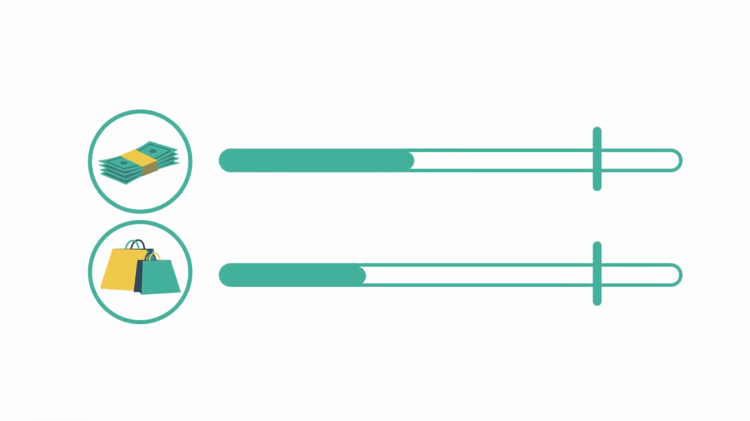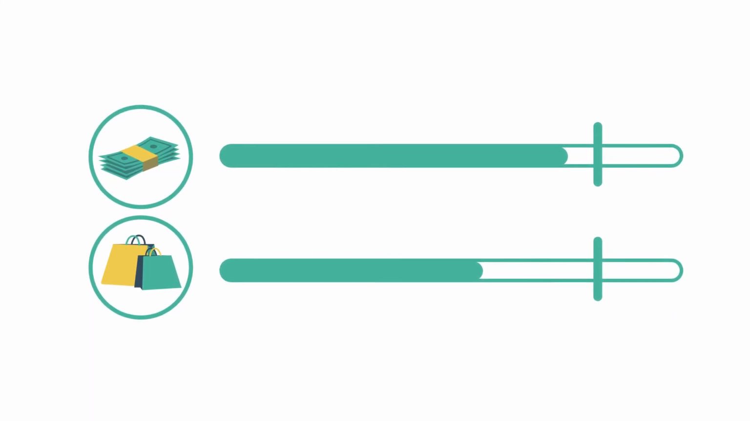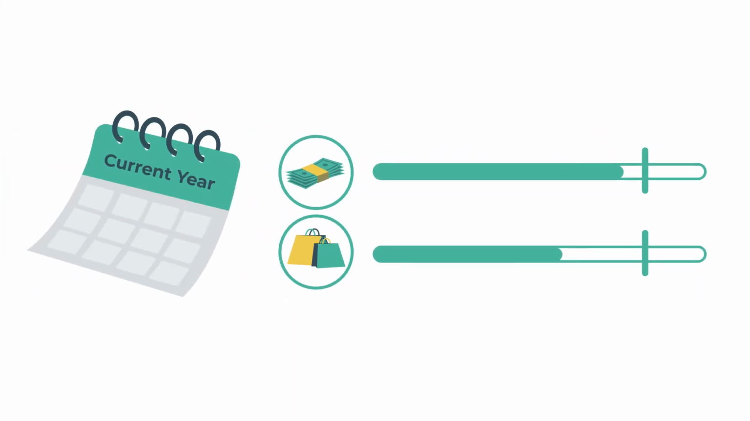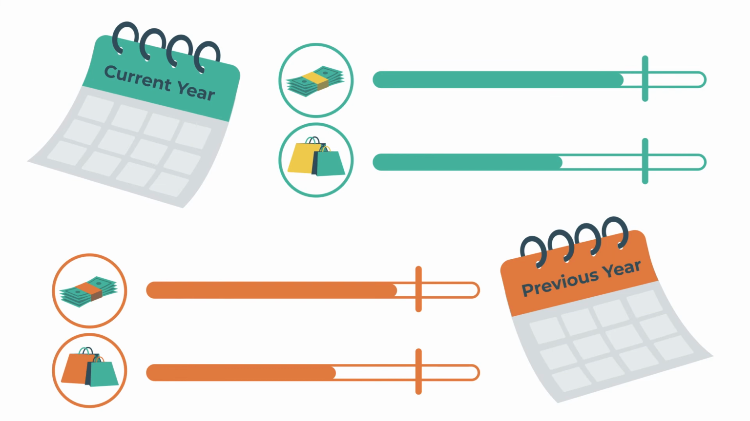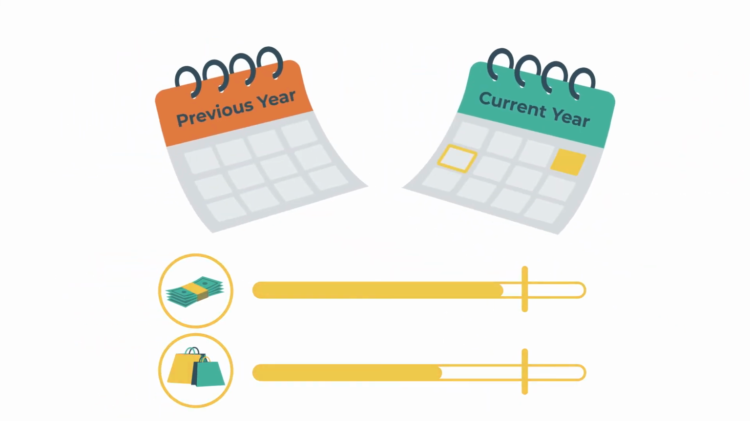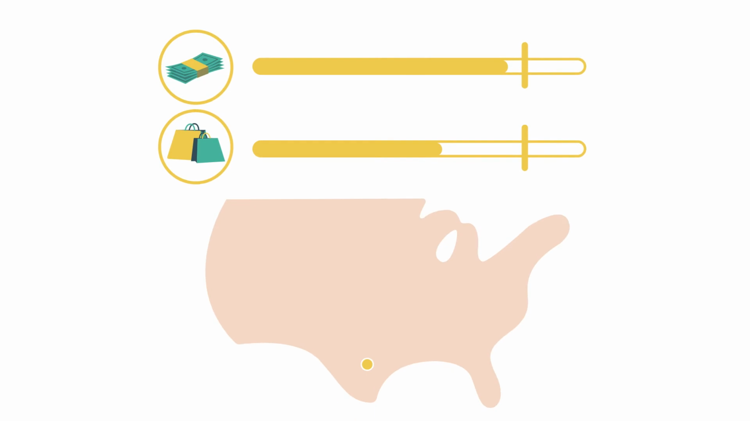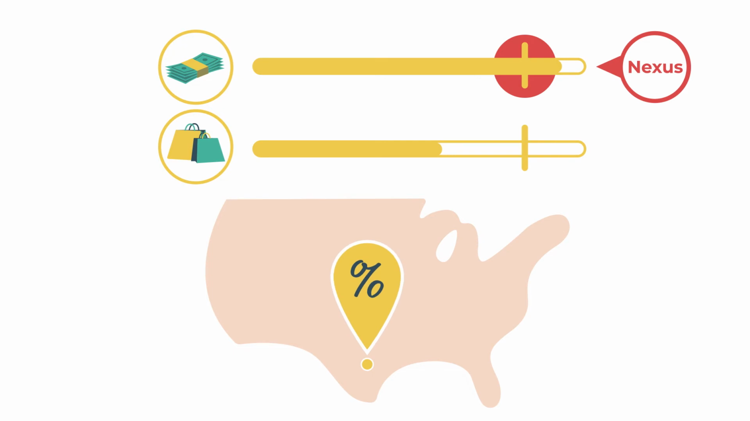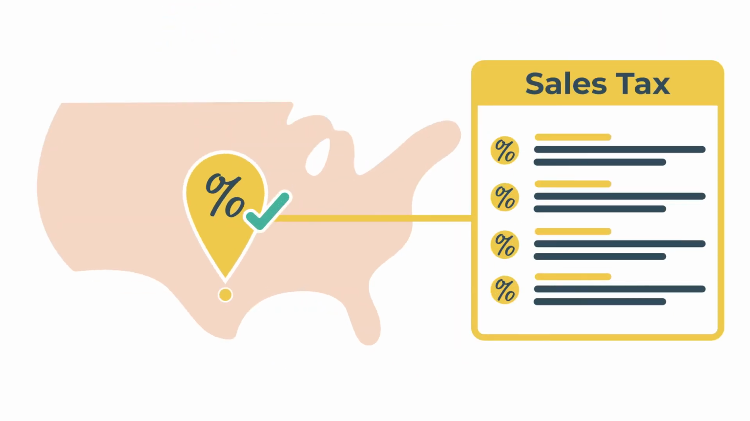Every threshold takes into account your annual sales. For most states, this means the current or previous calendar year. In other states, it means the previous 12 months. So when your annual sales pass one of these thresholds, you now have economic nexus there, and you must register for sales tax. Then you start charging and collecting sales tax and filing returns.